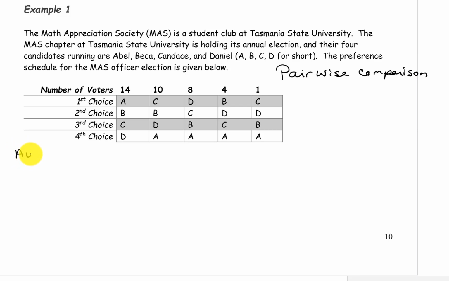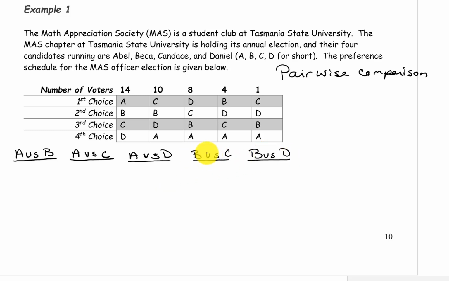So we'll pair up A with B, so A versus B, and then A with C, and then candidate A versus D. Now we have A matched up with everybody, so now we'll move on to candidate B. Candidate B has already been paired up with A, so we don't need to pair them up again. And so we'll pair candidate B up with candidate C, and candidate B versus candidate D.